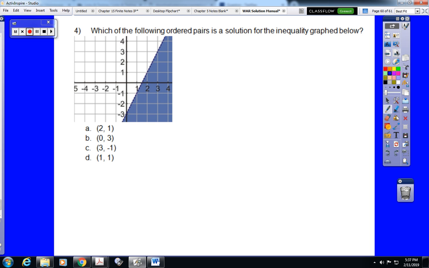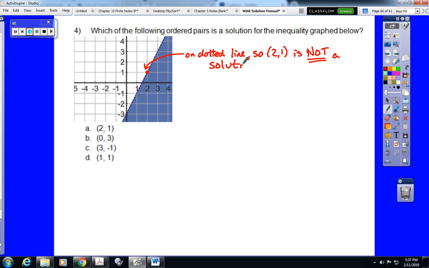Almost there. 2 problems to go. Number 4 says, which of the following ordered pairs is a solution for the inequality graph below? We had one of these earlier in the packet, so earlier video. In order to be the solution, it has to be in the shaded region. So the point 2, 1 is on the dotted line. So 2, 1 is not a solution.